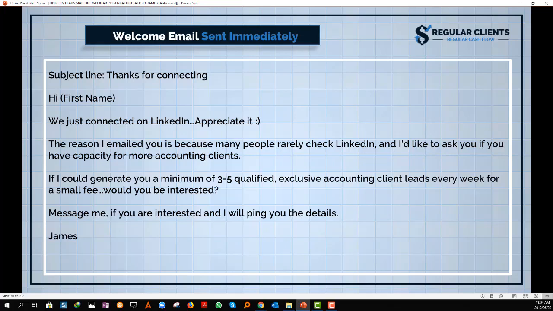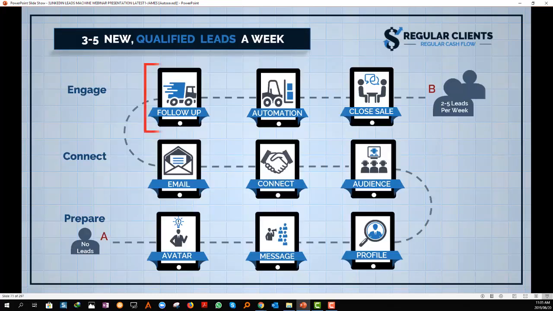"If I could generate you a minimum of 3 to 5 qualified exclusive accounting client leads every week for a small fee, would you be interested? Message me if you're interested, and I'll ping you the details, James." Okay, really as simple as that. And of course, because this is email, you'd have your full signature there, right? So you'd have all of your details as you normally would in whatever your current email signature is. Right, so as you can see, when you combine that, it becomes really, really powerful.